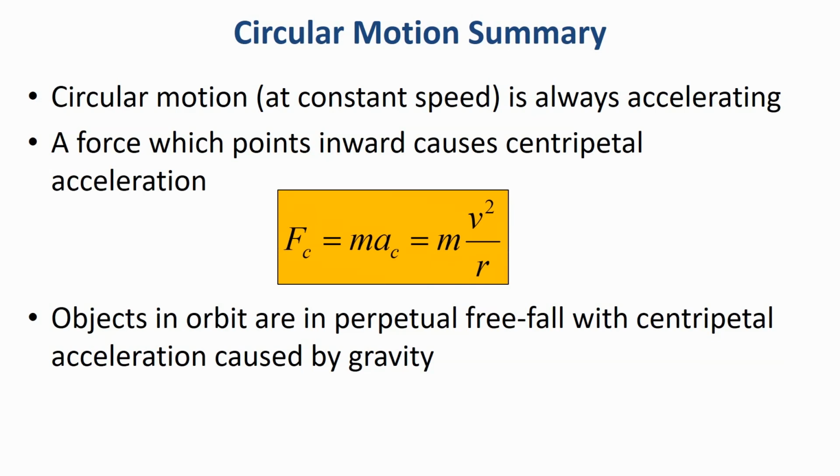Any force that happens to point inwards can be centripetal. So we looked at examples of friction, the normal force, and gravity as being centripetal forces. Objects in orbit are in perpetual free fall with centripetal acceleration caused by gravity.